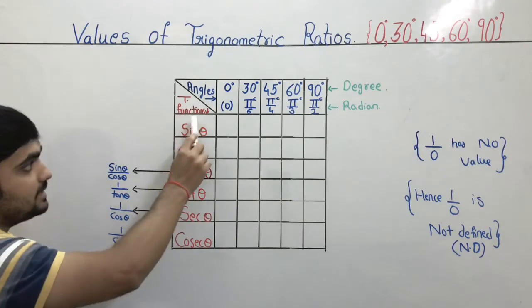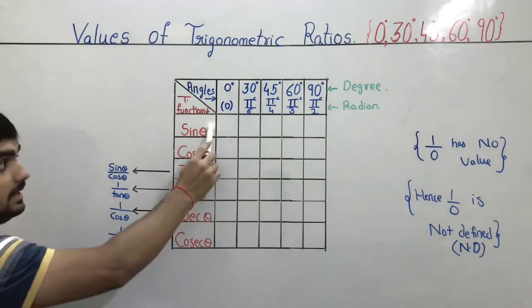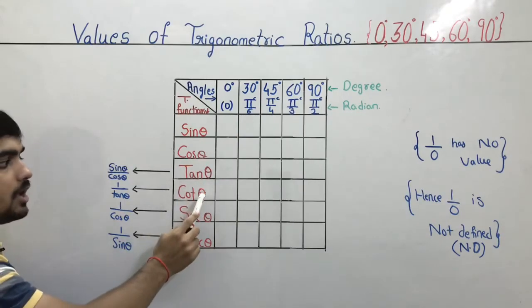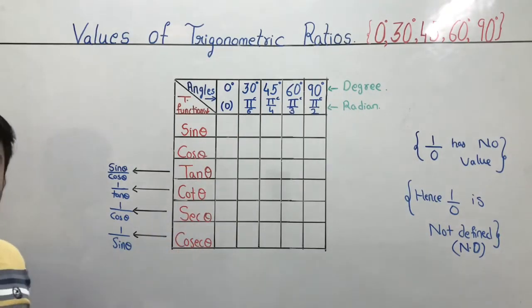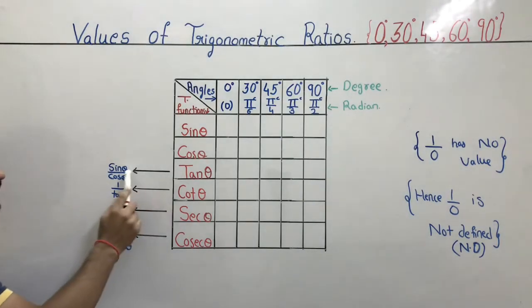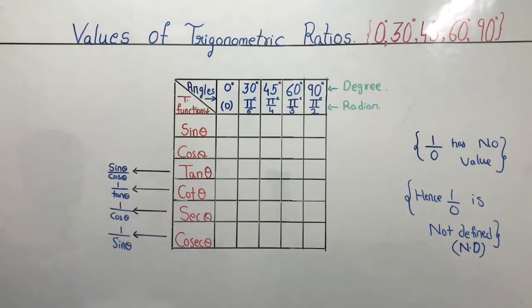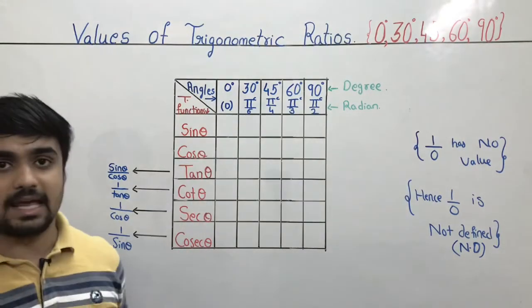Here are 6 trigonometric functions: sin theta, cos theta, tan theta, cot theta, sec theta and cosec theta. As we have seen earlier, tan theta is sin theta upon cos theta. Similarly, cot theta is the inverse of tan, that is 1 by tan theta. Sec theta is 1 by cos theta and cosec theta is 1 by sin theta. So we will require this to study the angles. Our first trigonometric ratio is sin theta.